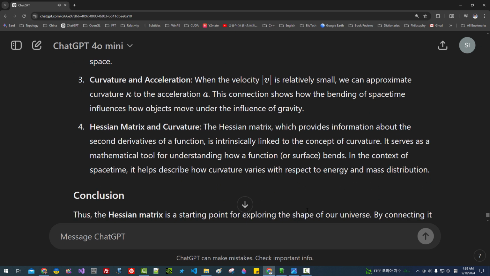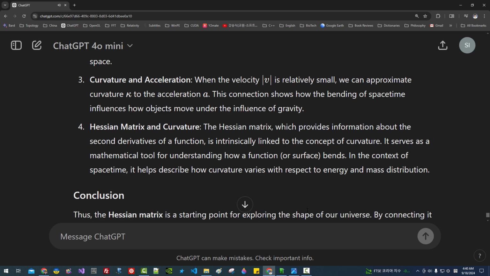3. Curvature and acceleration. When the velocity v is relatively small, we can approximate curvature, kappa, to the acceleration a. This connection shows how the bending of spacetime influences how objects move under the influence of gravity.